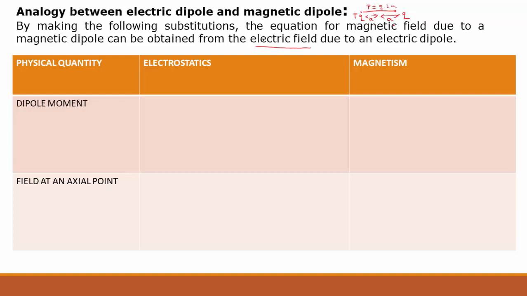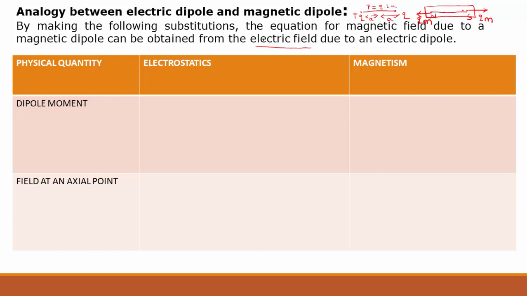And the magnetic dipole moment is the product of the current flowing through the loop and the area of the loop, or, suppose this is a magnet, it has two poles, one north pole and another south pole. The charge at the north pole is denoted by the symbol Qm. The charge at the south pole is also denoted by Qm. Qm is the strength of the magnetic pole.